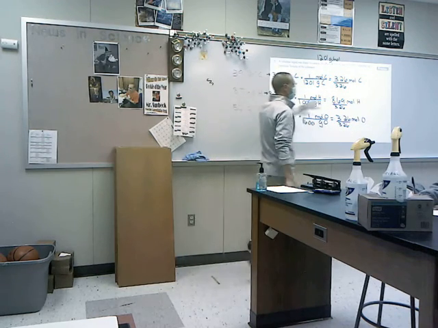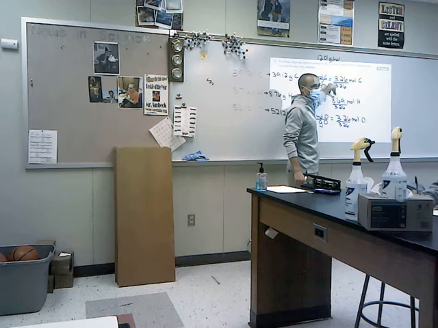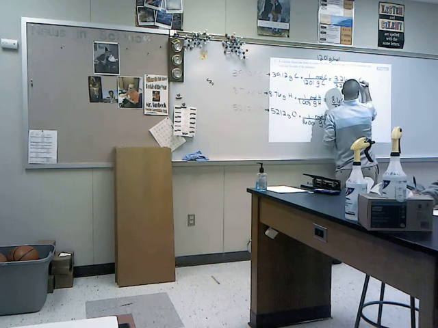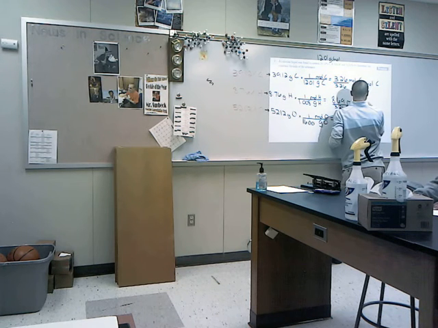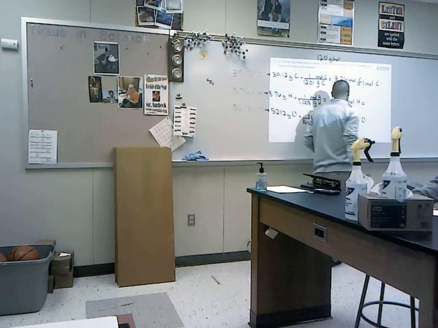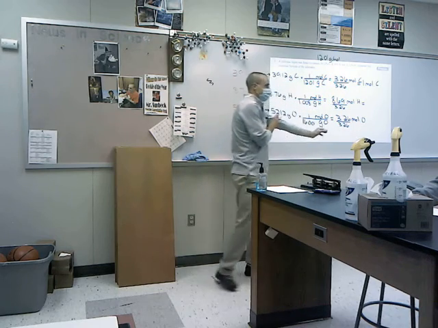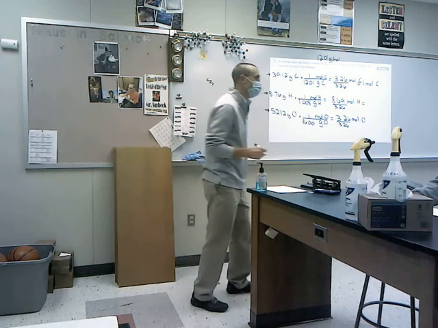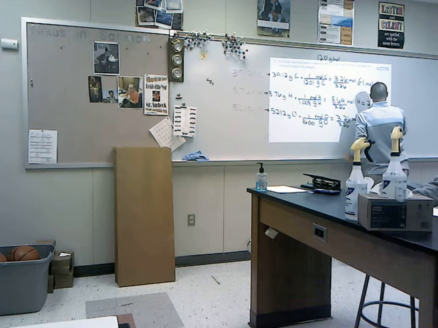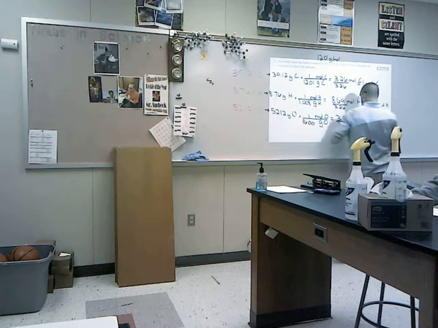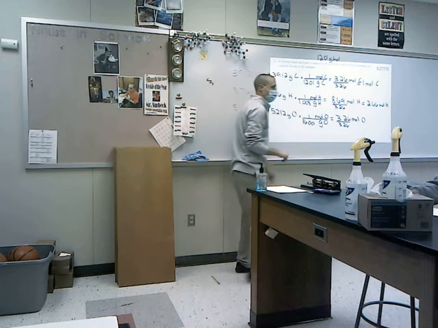So anything divided by itself is always what? 1. So we get 1 mole of carbon. Someone help me out here. 8.69 divided by 3.26 is 2.66. Okay, and 3.26 divided by itself again is 1.